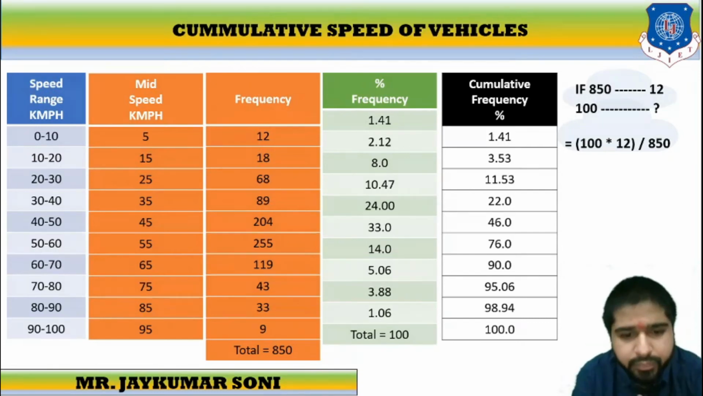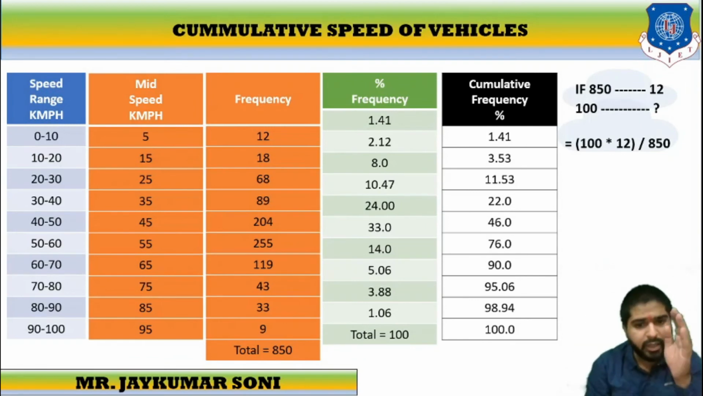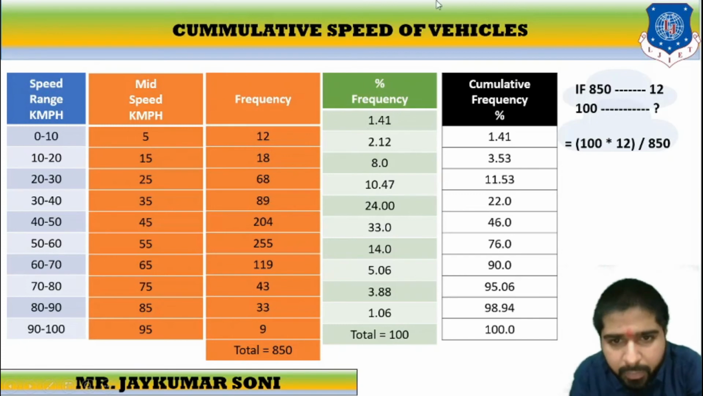Now the total count is 850, frequency is 12. So if 12 vehicles are there in 850 count, how many will be there in 100? So I will calculate the percentage and it will be 1.41. For 18 it will be 2.12. You can do this by yourself also, and the total percentage is 100.